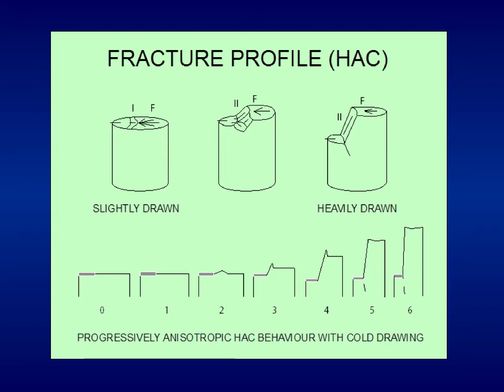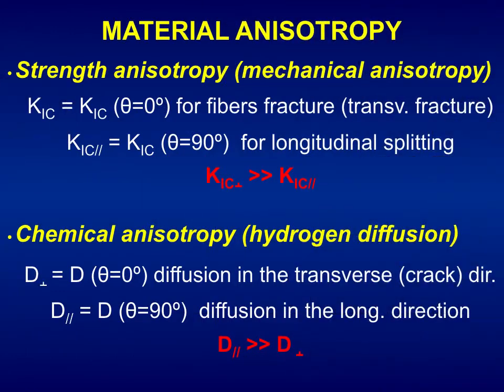At the bottom, we have the fracture profile of the progressively drawn steels, and we have a progressively anisotropic hydrogen-assisted cracking behavior with cold drawing, with an increase of the angle of propagation from 0, 1, 2, 3, 4, 5, 6. An explanation of this lies on material anisotropy. We have strength anisotropy, mechanical anisotropy. K1C depends on the propagation angle. A 0 angle corresponds to fibers fracture, transverse fracture. And K1C parallel, or K1C for a theta angle of 90 degrees, we have longitudinal splitting or delamination.